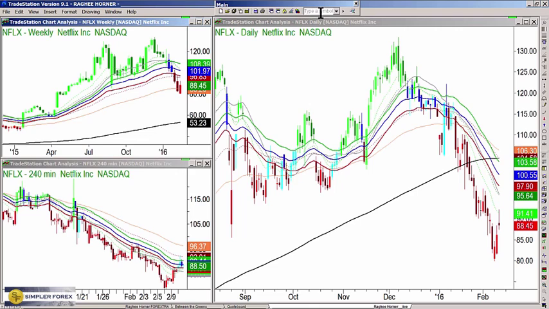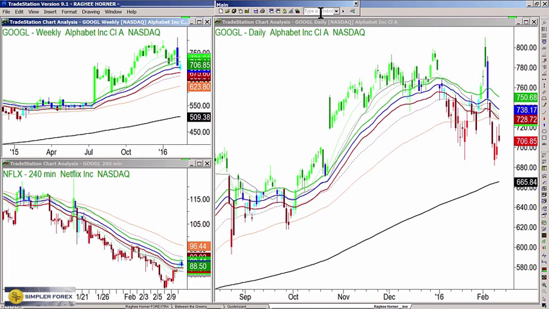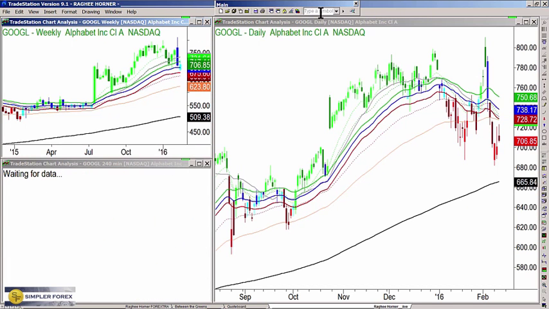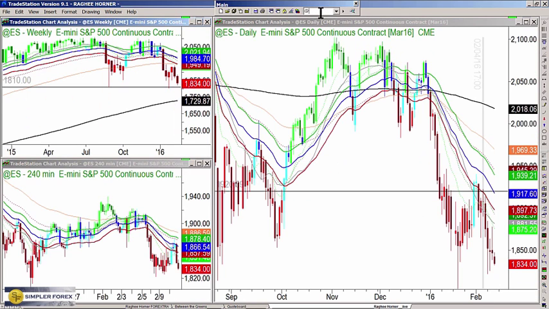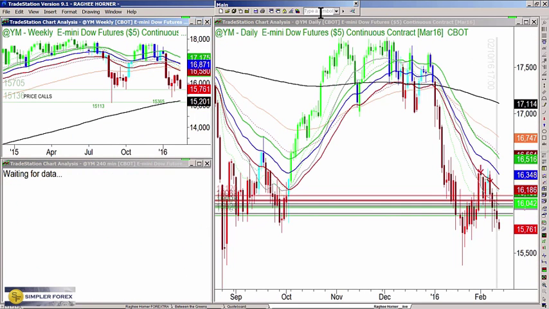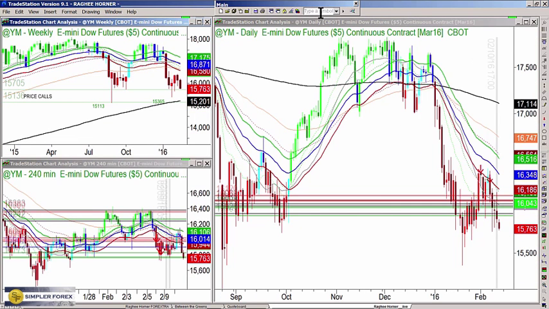So until names like Facebook, Amazon, Netflix, Google, until these names are leveling out and therefore giving the NASDAQ some stability, we're not going to see that then move over into the S&P, and we're certainly not going to finally see that in the Dow, which is my preferred contract to trade.